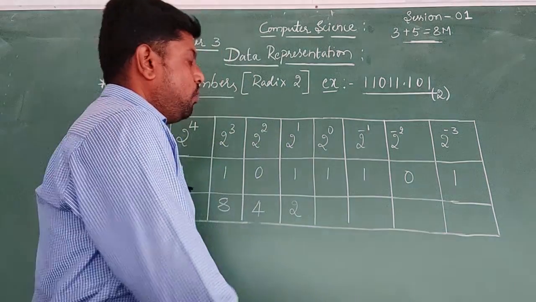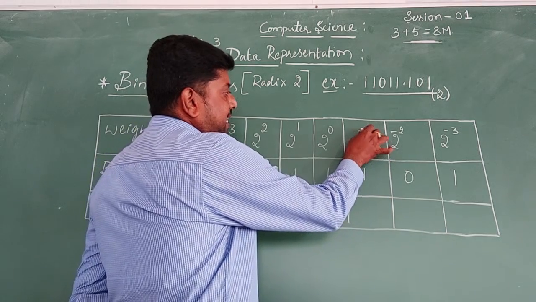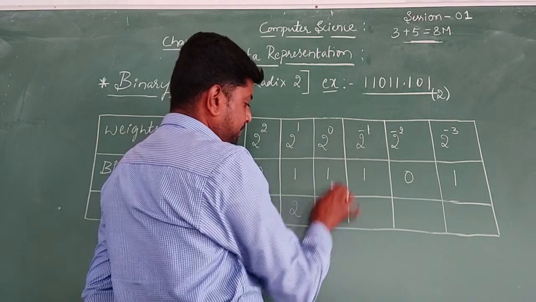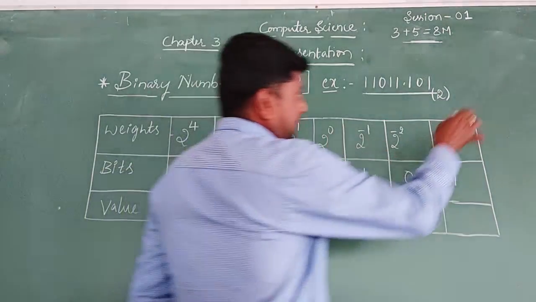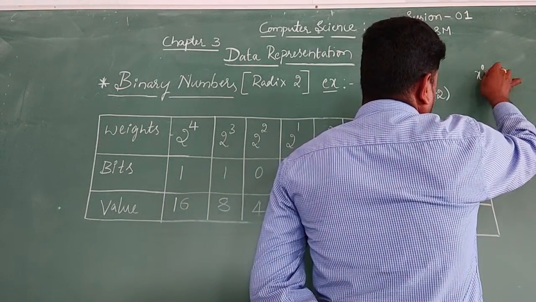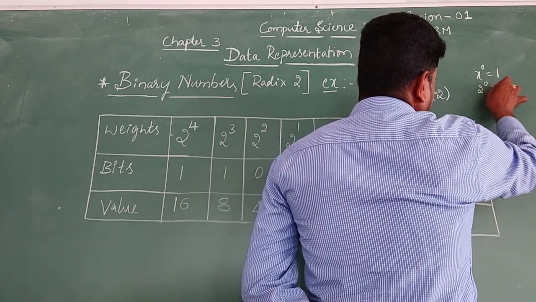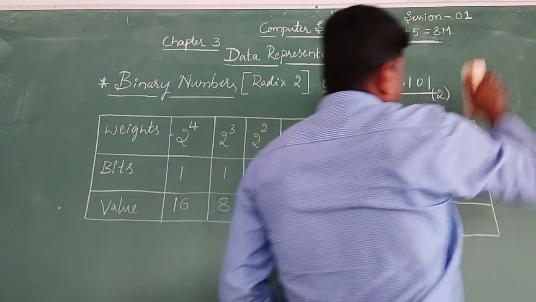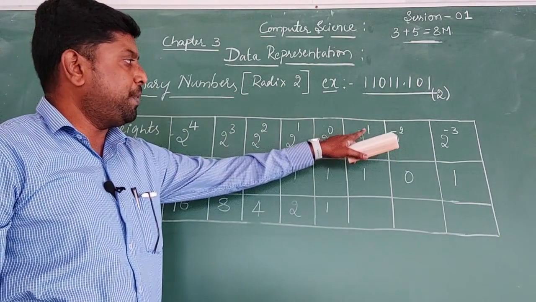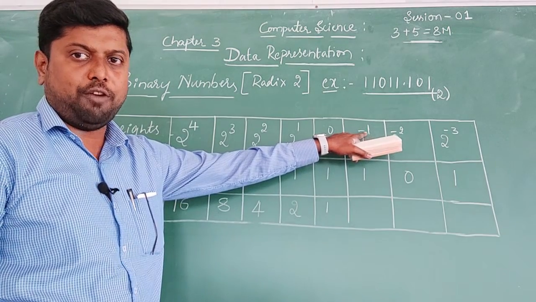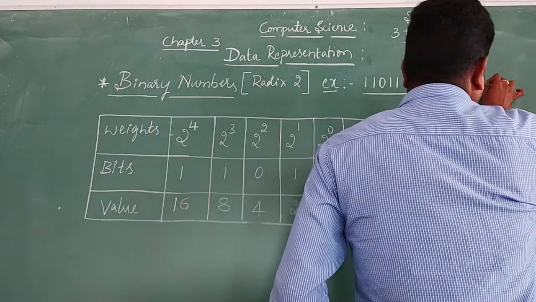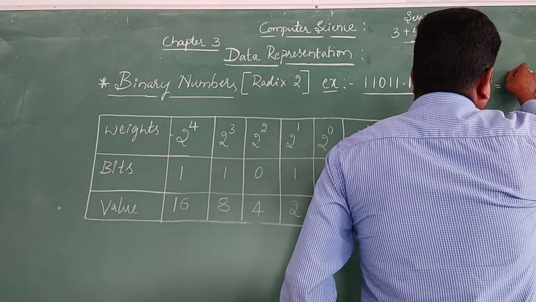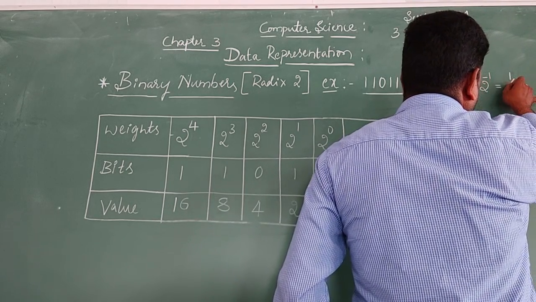Then what is the value of 2 to the power of minus 1? First, 2 to the power of 0 means 1, because anything to the power of 0 is 1. Now I will consider 2 to the power of minus 1. What is its value? See here how to calculate it. 2 to the power of minus 1 is equal to 1 divided by 2.